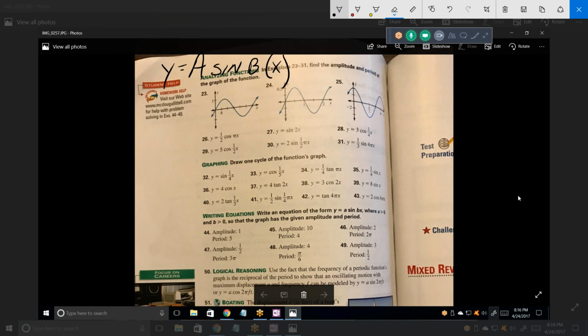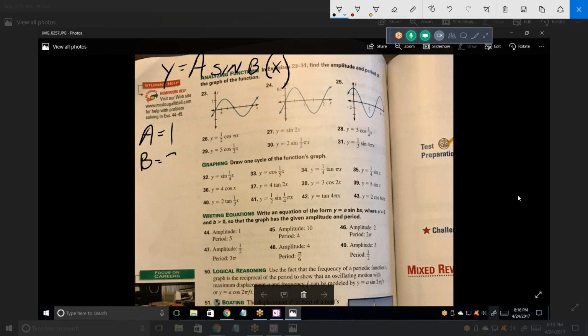Okay. And that's the way you get A on everything. You take the maximum, subtract the minimum, and divide by 2. It's that simple. So A is 1. The only other thing we need is B. What do we know B is? Well, what's the formula for B? B has to do with the period. You can't figure out B until you figure out the period.